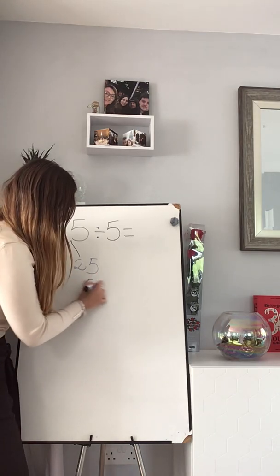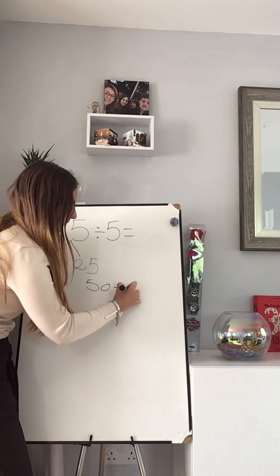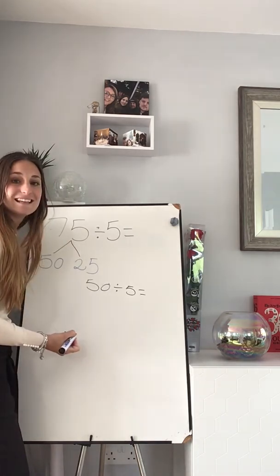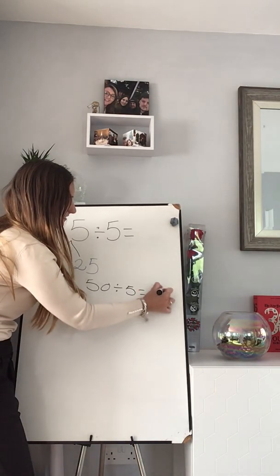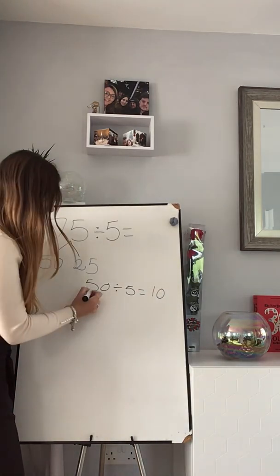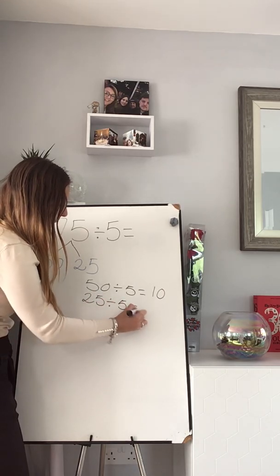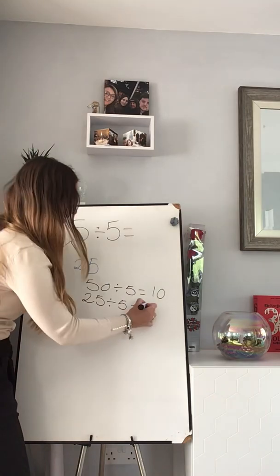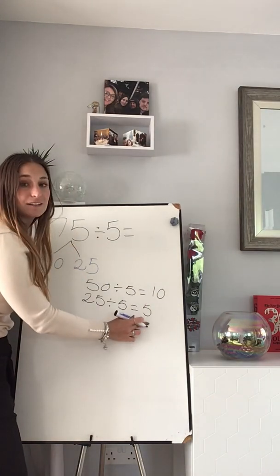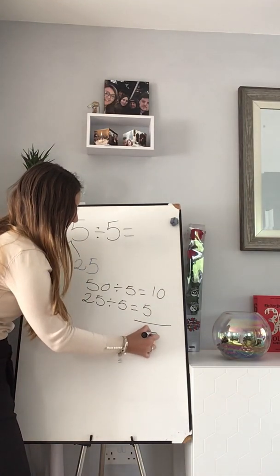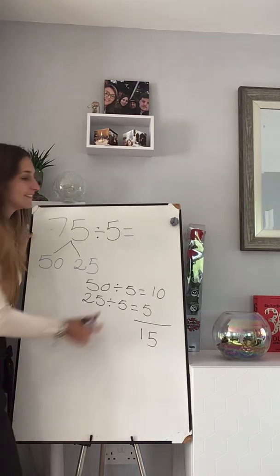50 divided by 5 is 10. Now 25 divided by 5 is 5. 10 and 5, 15. Easy, isn't it?